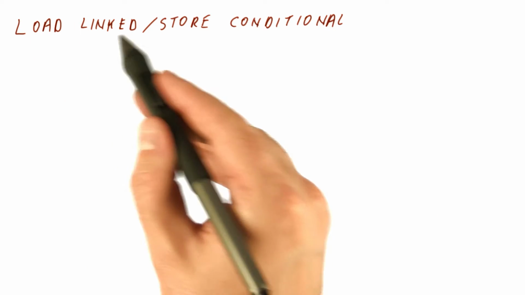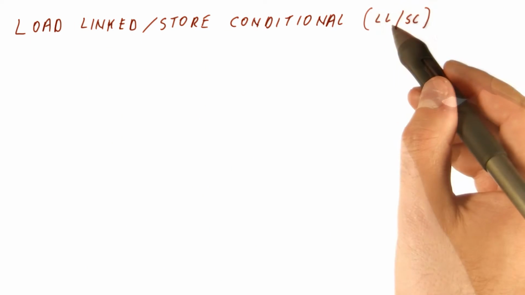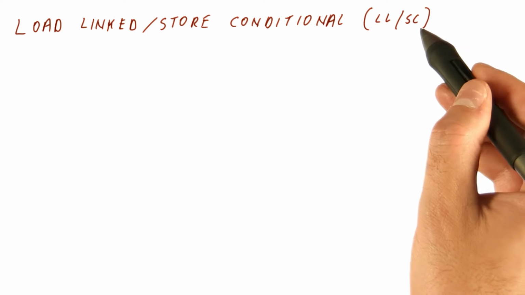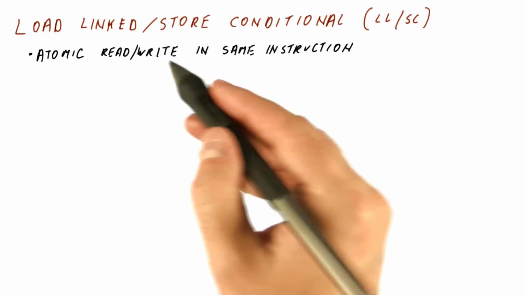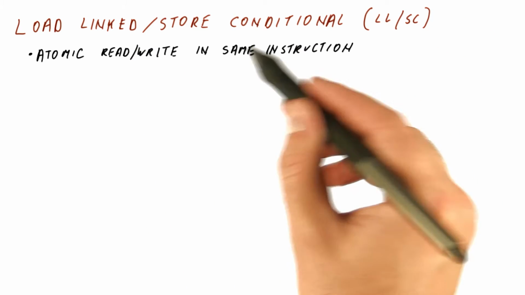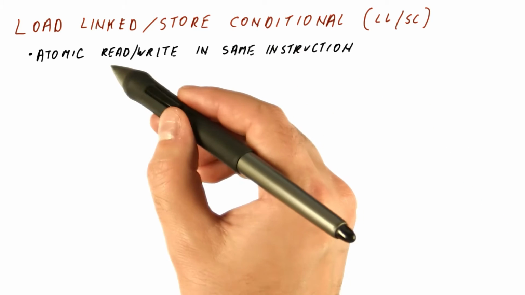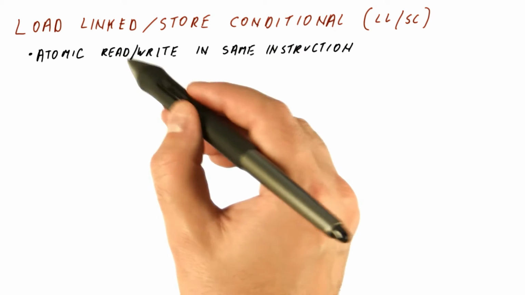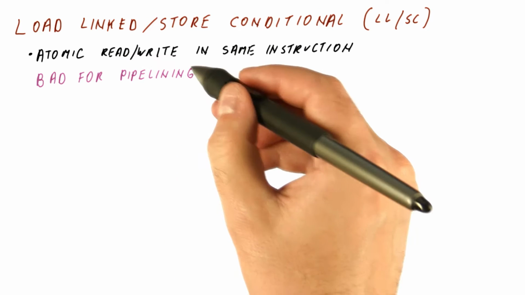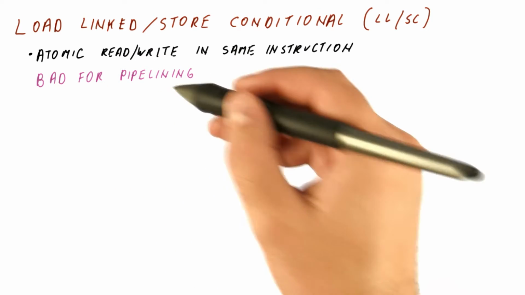So let's look at the load-linked, store-conditional instructions, which we usually call LL and SC instructions. We have them because atomic reading and writing in the same instruction, even if we just do the write if the read has tested positive for something, is really bad for pipelining our processor.